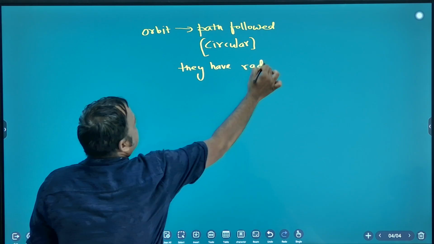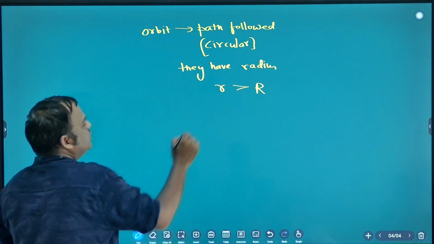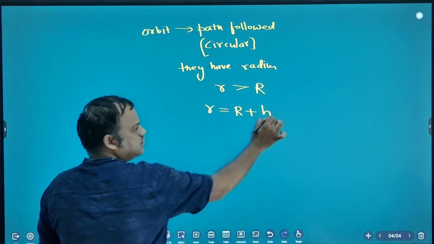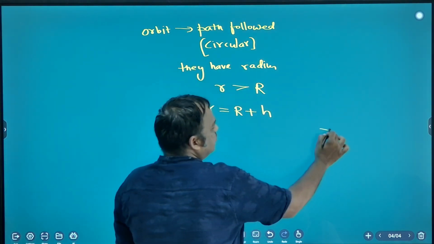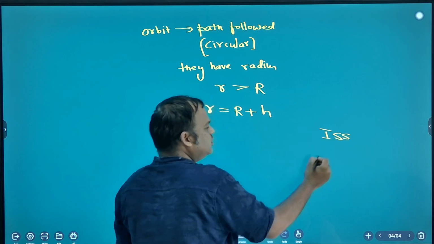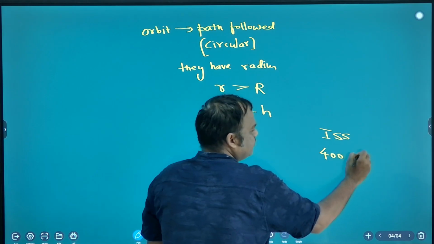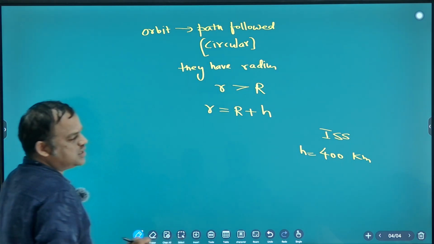Tell me, what is the radius of the orbit? It will be more than the radius of Earth. So the radius of the orbit can be written as the radius of Earth plus the height of the orbit. Like you heard about the International Space Station. What is the height of the International Space Station? 400 kilometer.